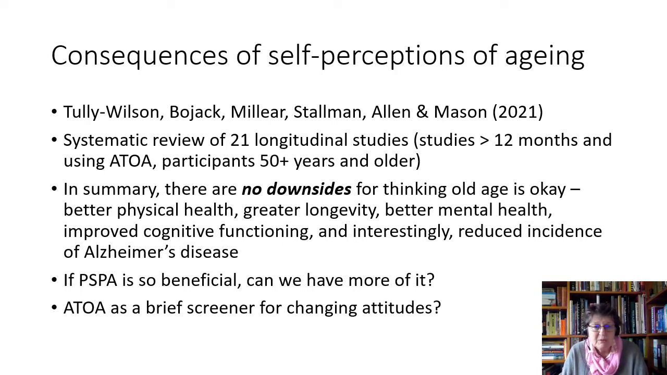Across all of those 21 studies in 5 different countries, there are no downsides for positive aging perceptions. It's better physical health, greater longevity, better mental health, improved functioning. And I thought this is really good, reduced incidence of Alzheimer's disease. So that was through the Health and Retirement Study. Even for people who have the APOE4 gene, which means you're much more likely to get dementia. So if positive self-perceptions are beneficial, can we have more of it? And if ATOA is a brief screener, can we use that for changing attitudes?